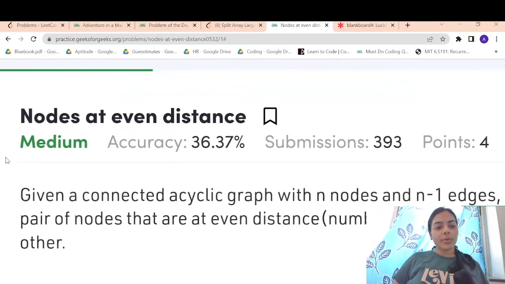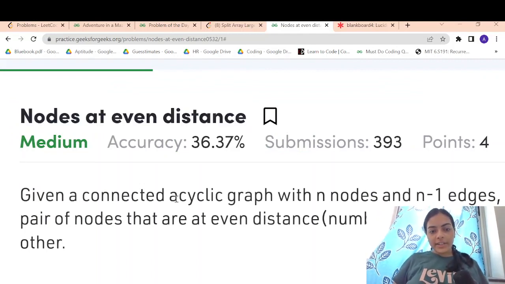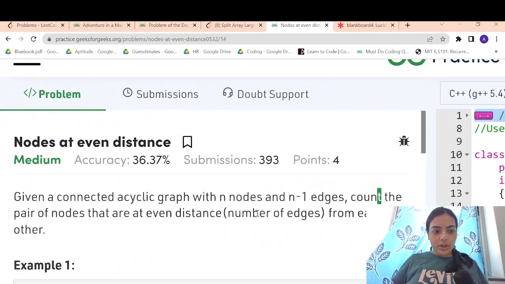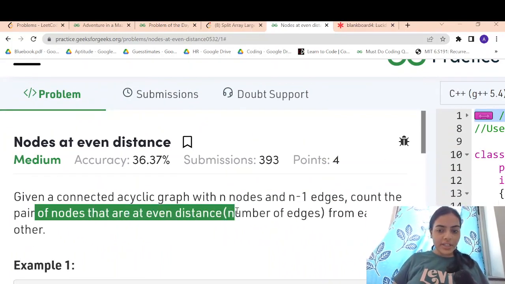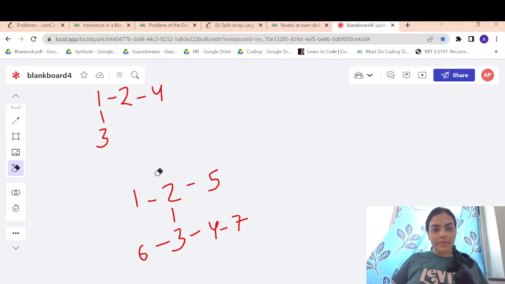Today we are going to do the problem which is called nodes at even distance. You are given a connected acyclic graph with n nodes and n minus 1 edges. You have to count the pairs of nodes that are at even distance from each other. Let's try to take some example to understand this.